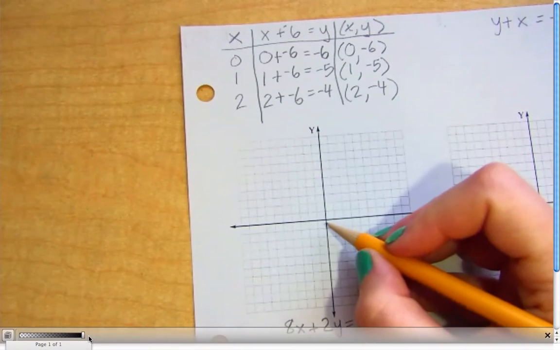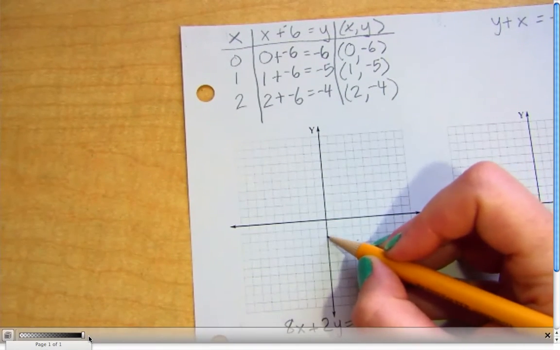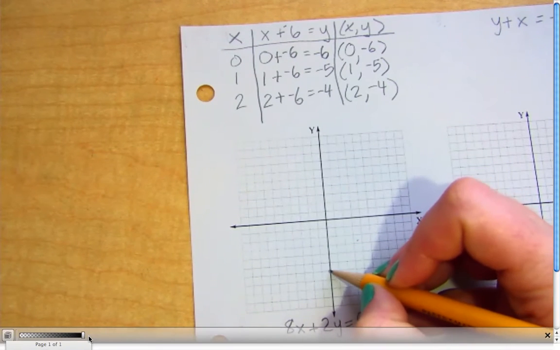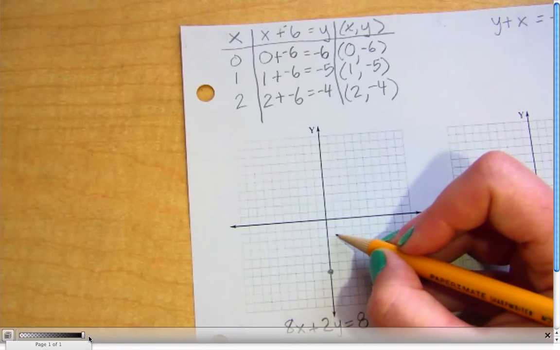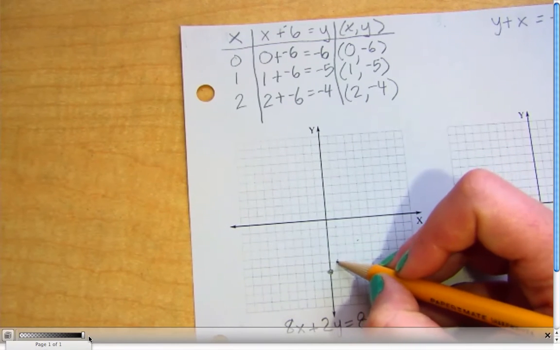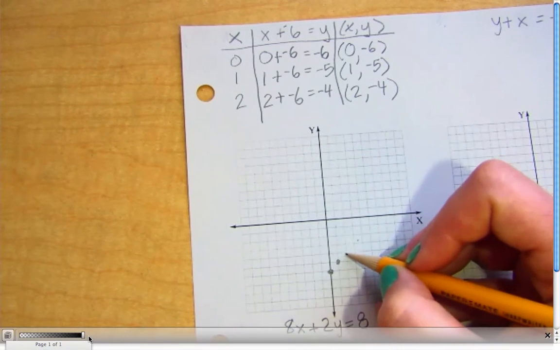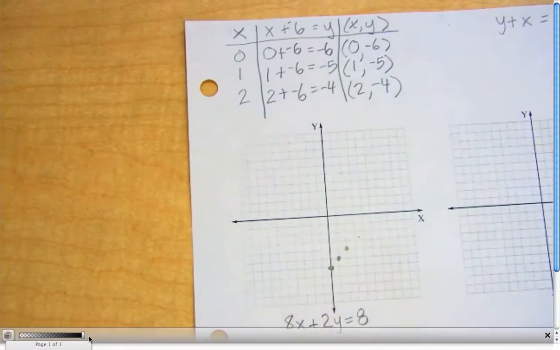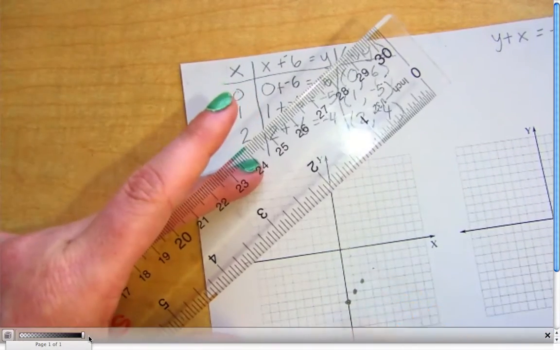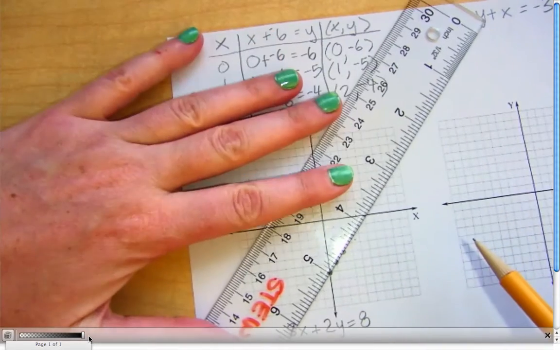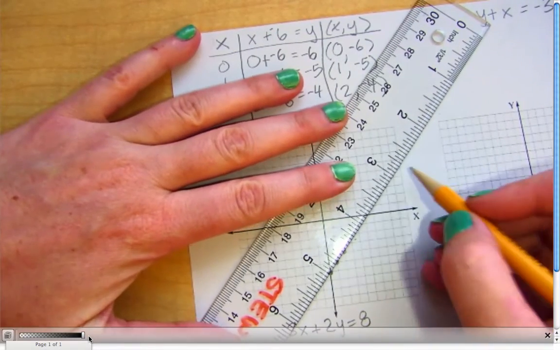So 0, negative 6. So I start at 0 and I go down 6. 1, negative 5. Go over to 1 and go down 5. And 2, negative 4. Go over to 2 and down to negative 4. So before I draw my line, I just want to look to make sure they will make a straight line. If you look at those, they're in a row. So I'm going to make a nice straight line here.